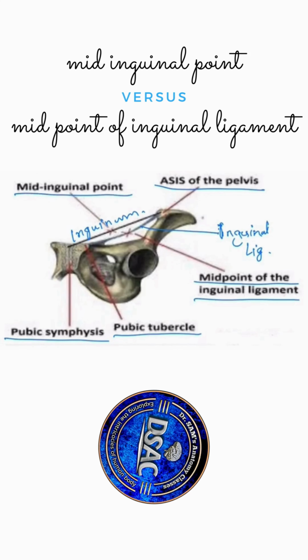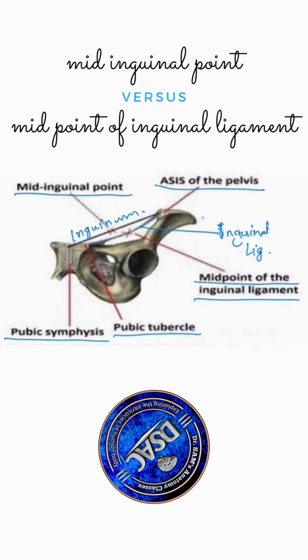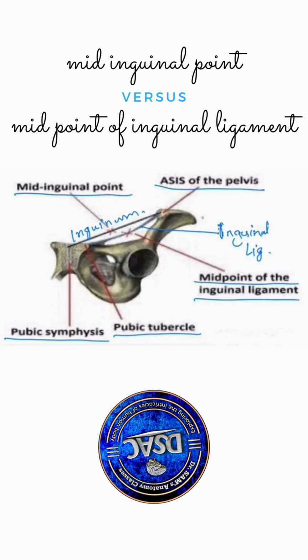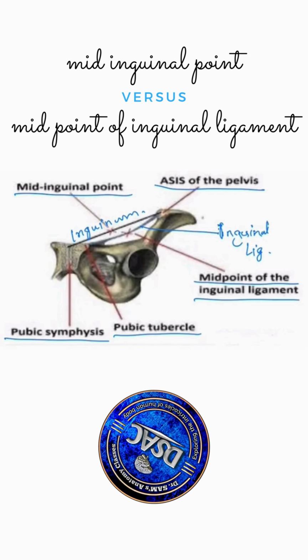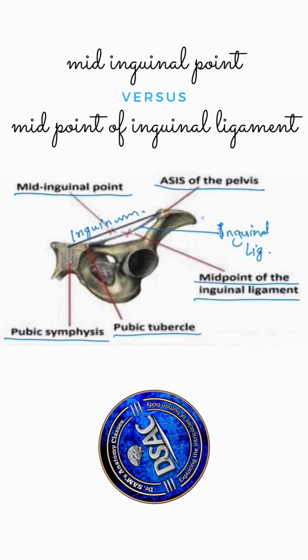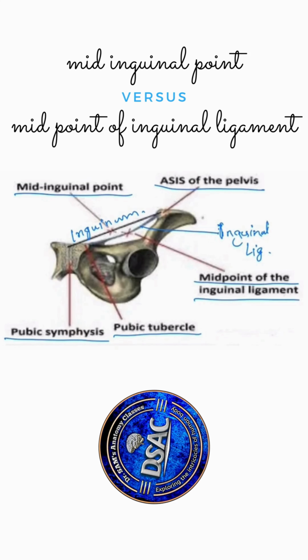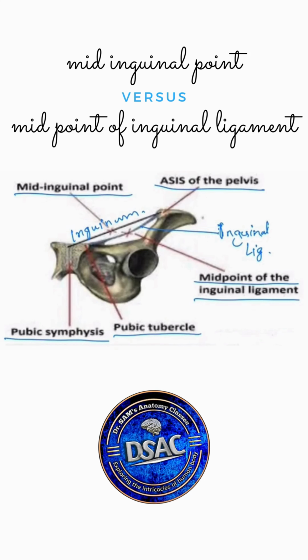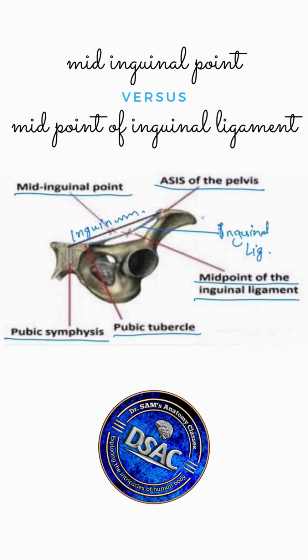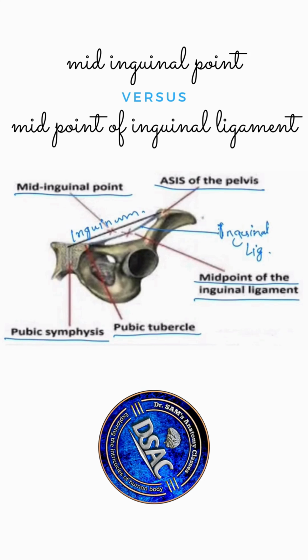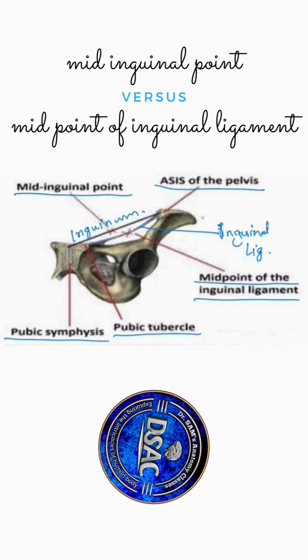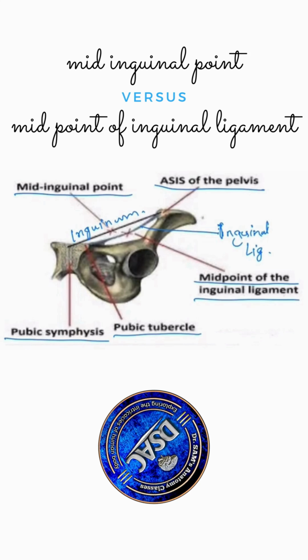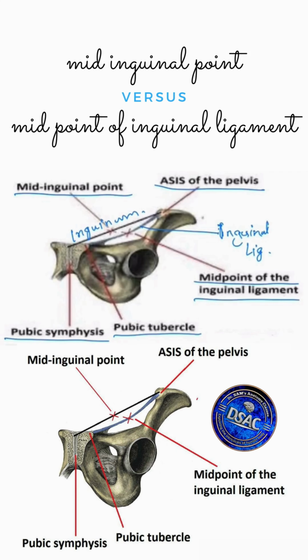So you can very well appreciate which point will be medial and which will be lateral, because the lateral point of both the things is the same. The lateral point is ASIS, but medially there are two different points, pubic symphysis and pubic tubercle. Obviously, the line which is longer and reaching more medially is the inguinum. So the midpoint of inguinum, the mid-inguinal point, will be medially placed, while this inguinal ligament is actually a little shorter than inguinum because pubic tubercle lies laterally to the pubic symphysis. So midpoint of inguinal ligament will be a little lateral to the mid-inguinal point.